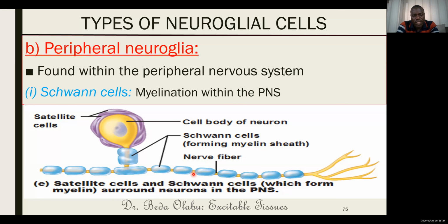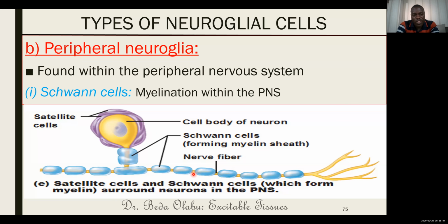Another difference is that in central myelination, oligodendrocytes can wrap around multiple axons. In peripheral myelination, Schwann cell can only wrap around a single axon.